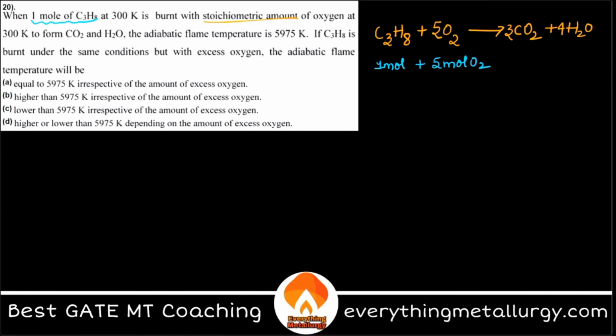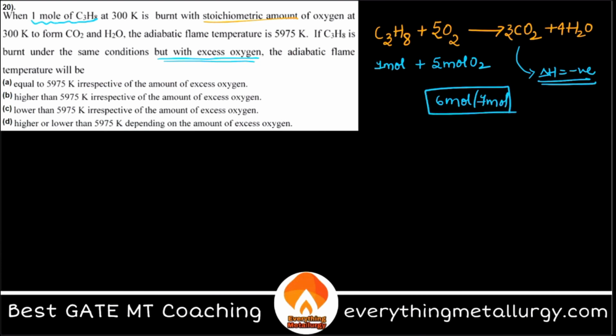Now, if C3H8 is burnt under the same conditions but with excess oxygen, what will happen to the temperature? Definitely this is a combustion reaction, so it is an exothermic reaction, and some amount of heat will be liberated. Every combustion reaction is exothermic. Now they are saying, instead of 5 moles, I am using 6 moles or 7 moles. Tell me what happens to the temperature.